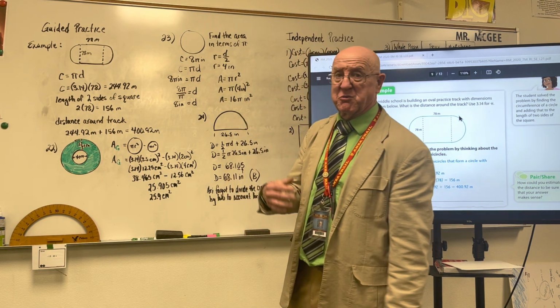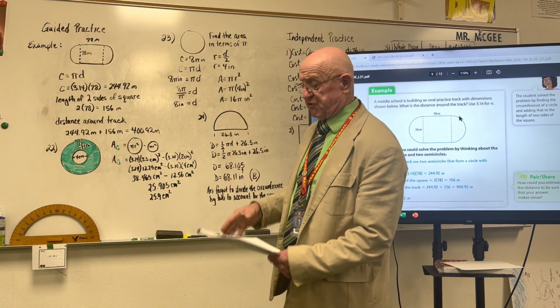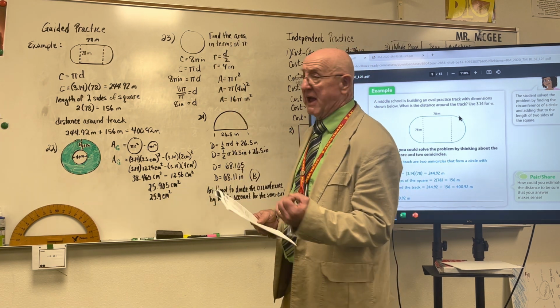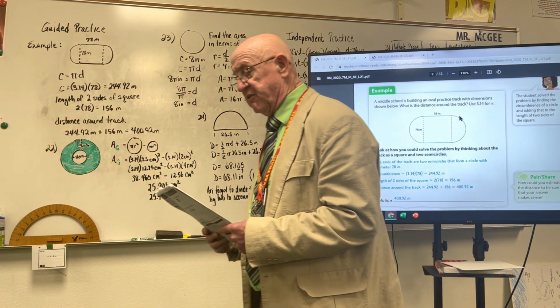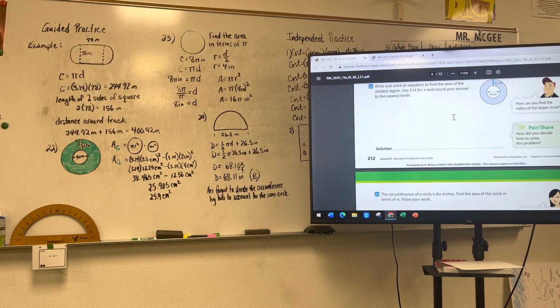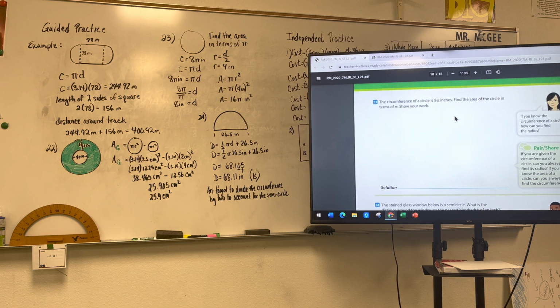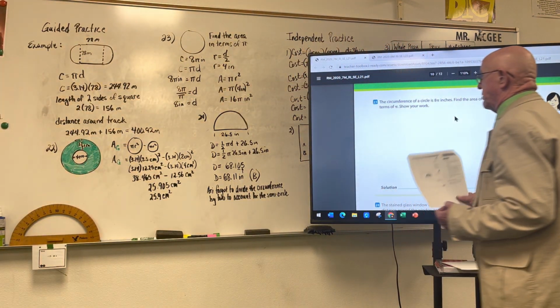We don't have to actually multiply it by 3.14. In this case, though, they're giving us the circumference at 8 pi, right? So if the circumference is 8 pi inches, they want us to find the area of the circle, right? So let's take a look at what that would look like. Really, here's the problem. The circumference of a circle is 8 pi inches. Find the area of the circle in terms of pi, show your work.